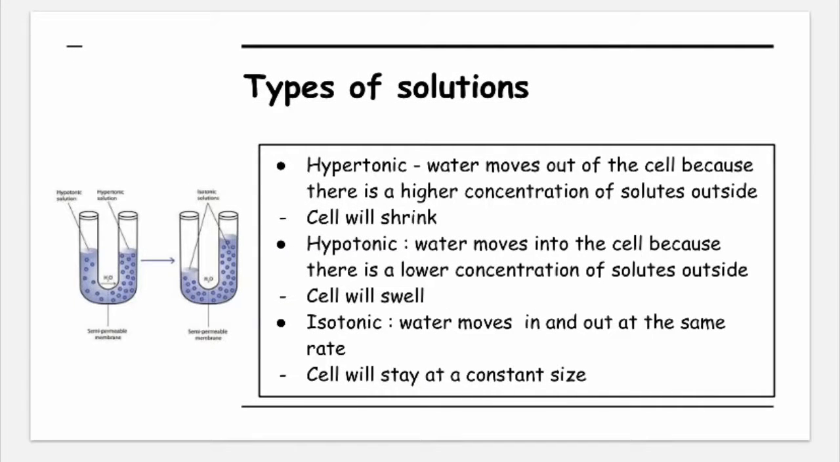There are three different types of solutions, which are hypertonic, hypotonic, and isotonic solutions. In a hypertonic solution, the concentration of solute is going to be greater than the concentration of solute in the cell. Therefore, water will move out of the cell because water flows from high concentrations of water to low concentrations of water. As a result, the cell shrinks.